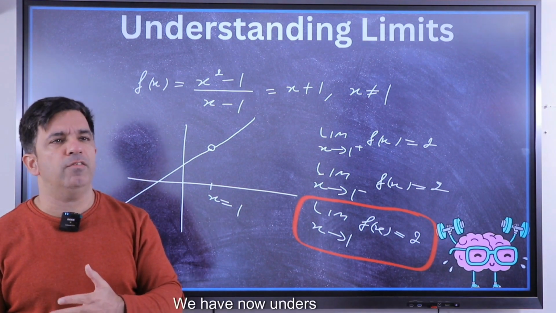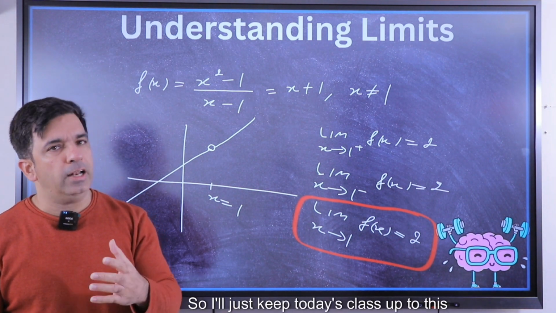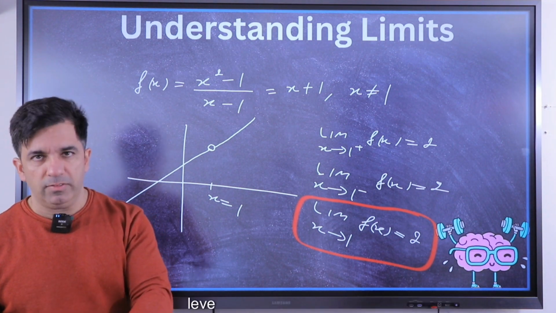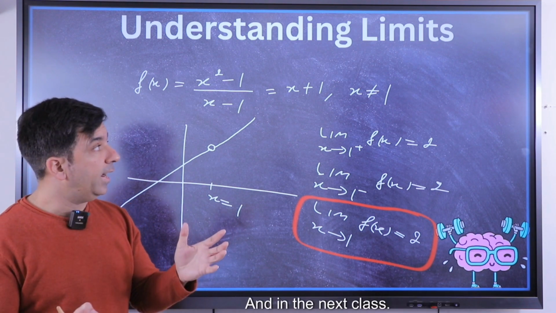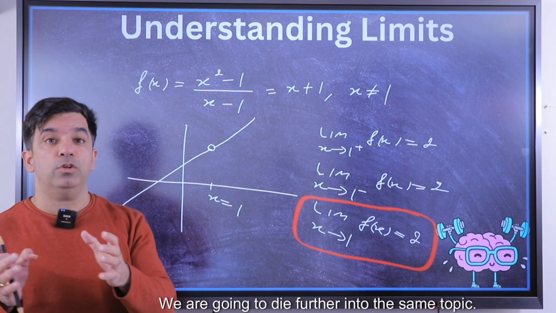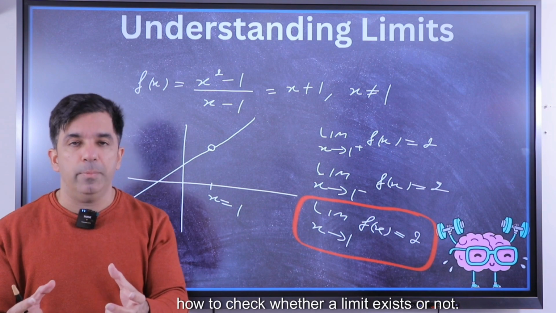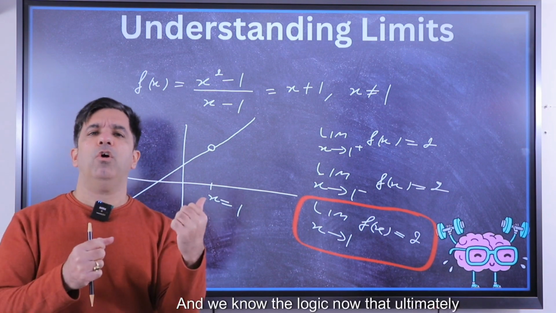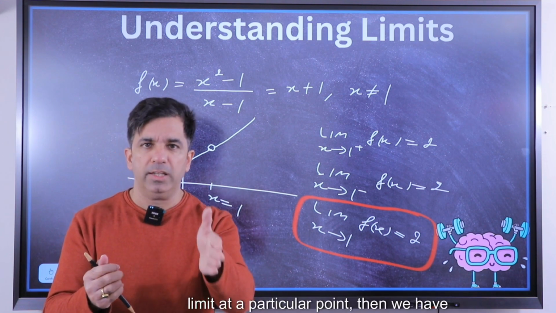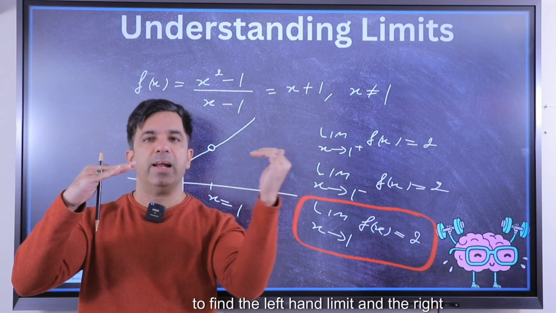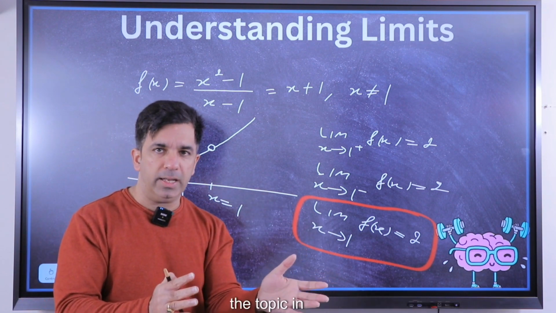In today's class, we have now understood many theoretical points. So I'll just keep today's class up to this level only, the idea was to just warm you up with the topic. In the next class, we are going to dive further into the same topic. We would be solving questions based upon how to check whether a limit exists or not. And we know the logic now, that ultimately if we have to check the existence of a limit at a particular point, then we have to find the left hand limit and the right hand limit at that point. So we'll dive further into the topic in the next class.